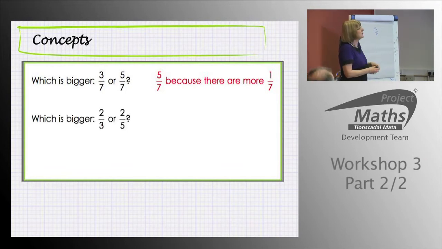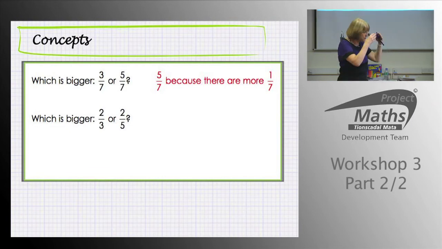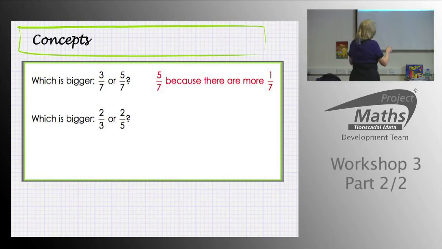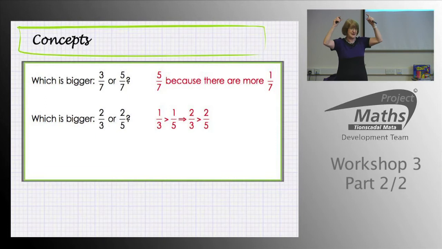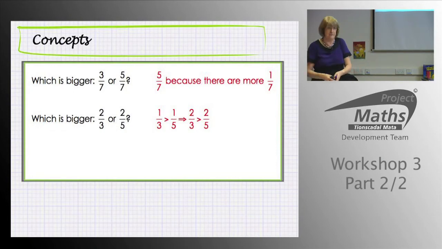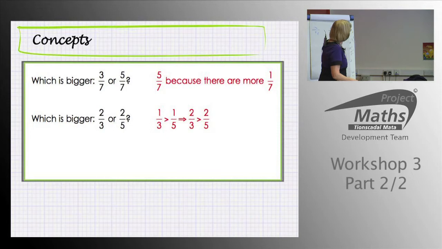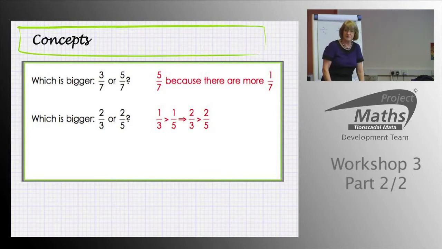Okay, 2/3 or 2/5. Maybe we start with, if you were to visualize 1/5 and 1/3, which is bigger, the 1/3. So if you have 2 of those, you have 2/3 and 2/5. So when the top number, the numerator, is the same, you just think of which is the bigger fraction, the thirds or the fifths. That's grand. 1/3 is bigger than 1/5. This is where the difficulty can arise.